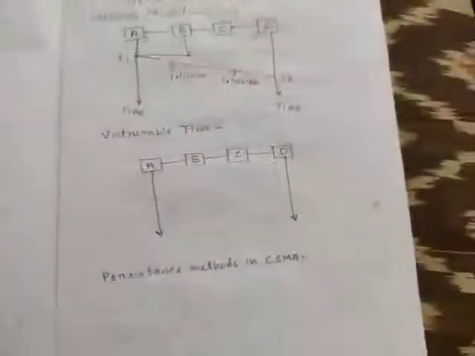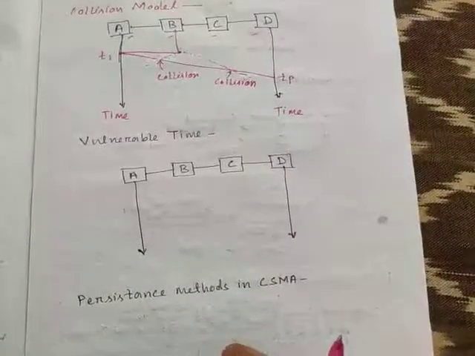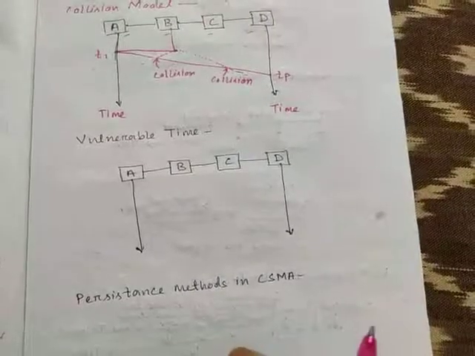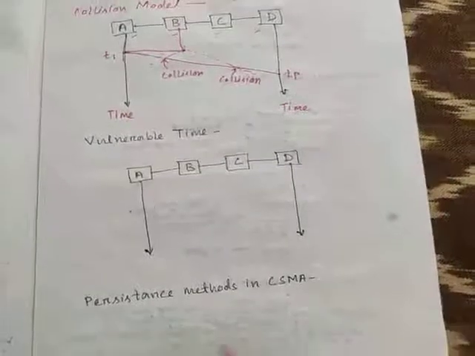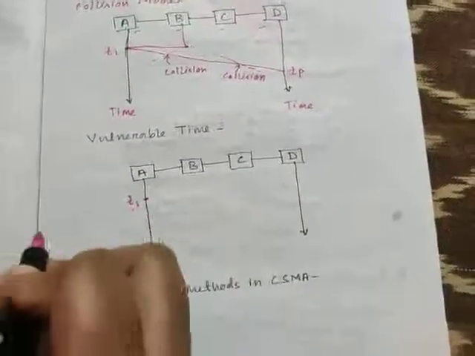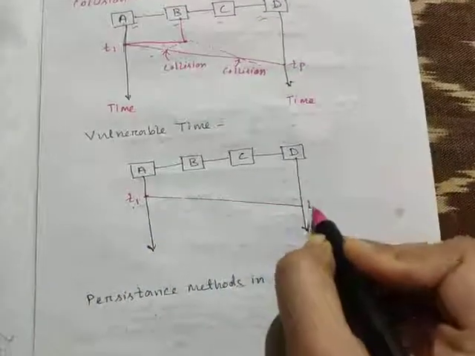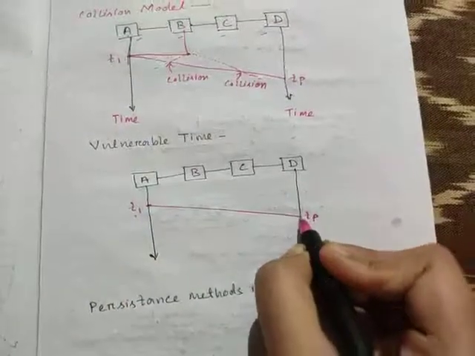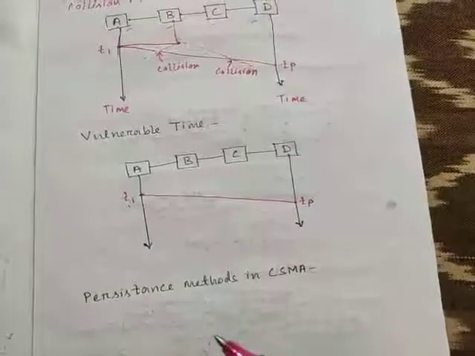Next we discuss the vulnerable time. It is the propagation time. This is the time needed for a signal to propagate from one end of the medium to the other end. That means when A starts transmission at T1 and it reaches station D at time Tp, Tp minus T1 is the propagation delay.